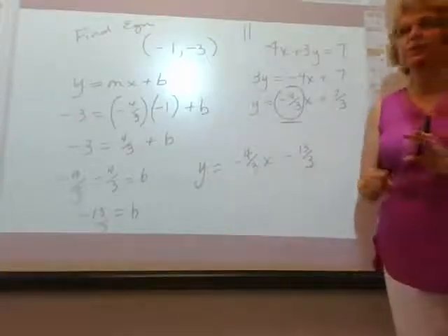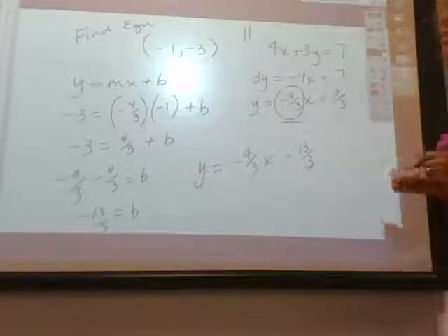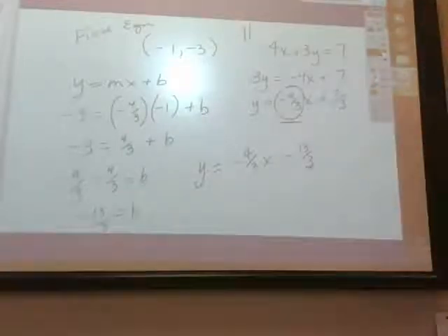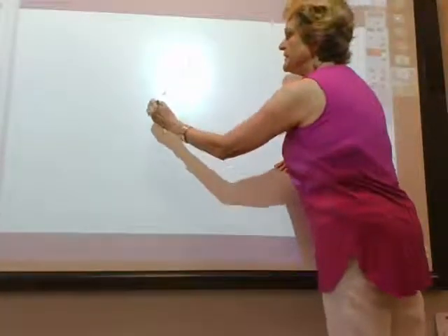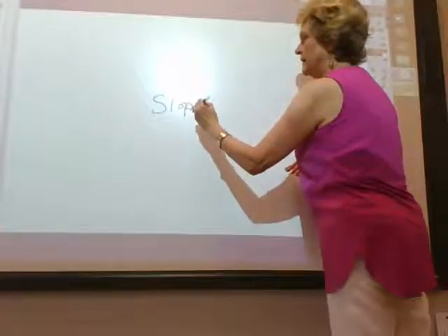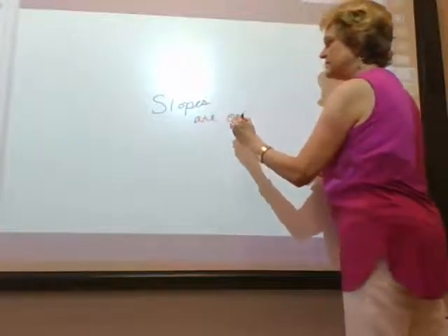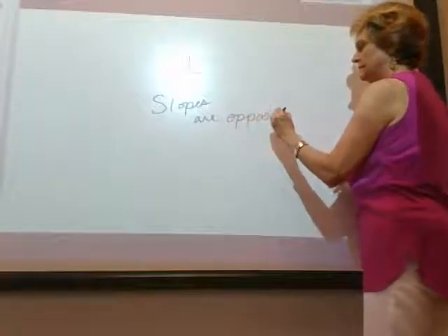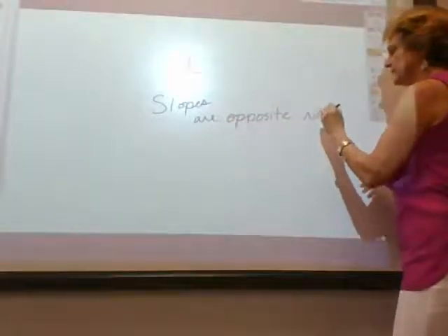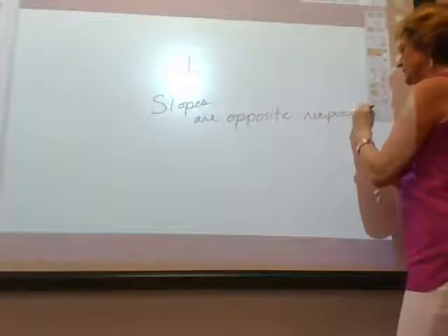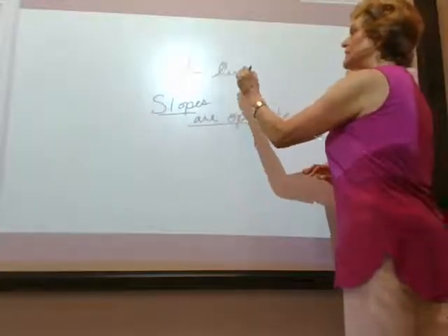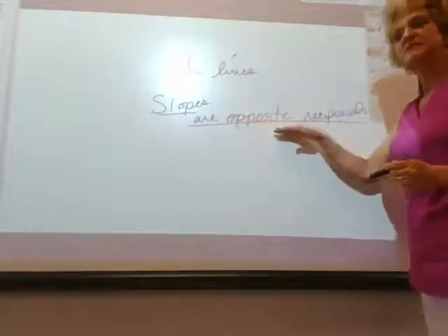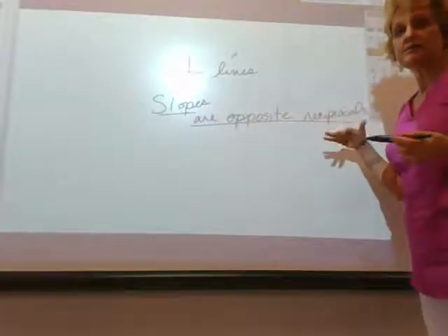All right. Now, if it is perpendicular, we're going to do something different. Okay, let's think about perpendiculars. With perpendicular lines, the slopes are opposite reciprocals. So, this is very important. Okay, perpendicular lines have slopes that are opposite reciprocals of one another.